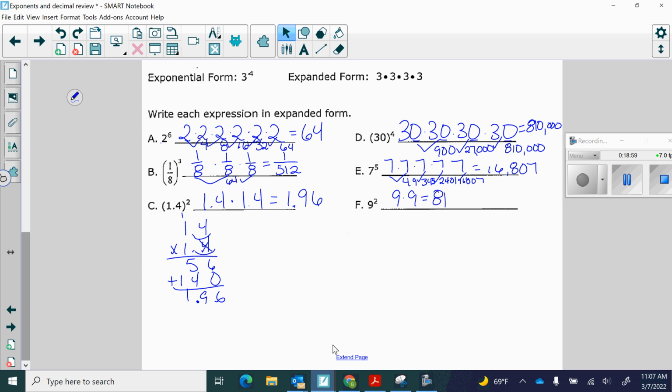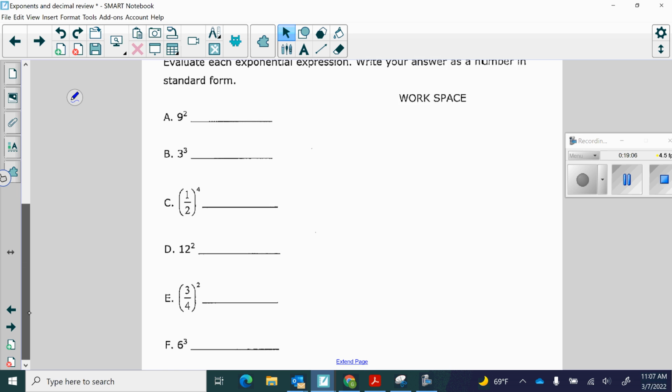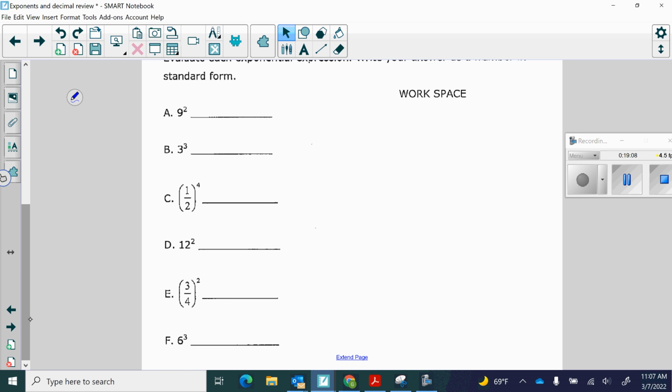All right. So, since we understand, I want you to do the bottom of the next page, A through F. These are easier numbers, so it should not take you as long, so I'm only going to give you 7 minutes. Go for it. Guys, standard form just means you are solving it. So I want you to write it in expanded form, and then I want you to solve it.